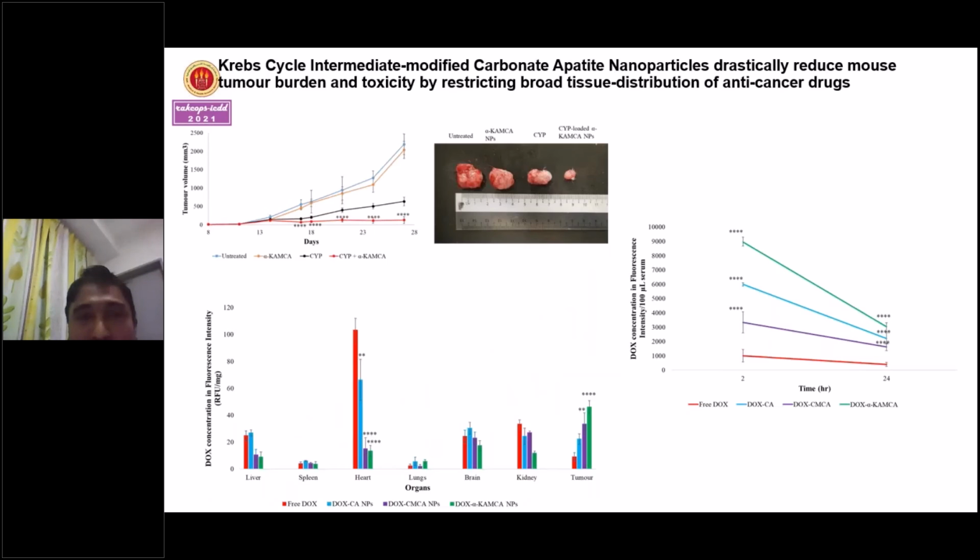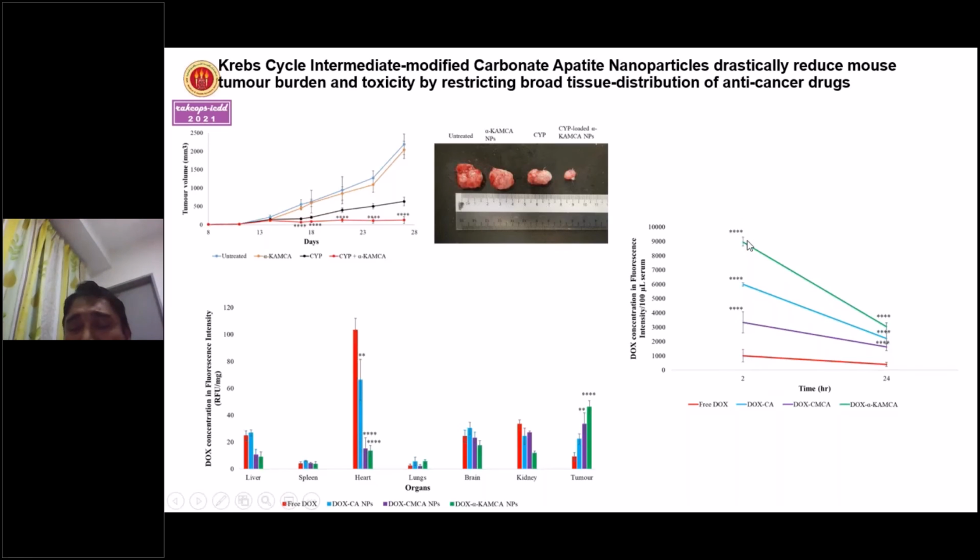So this is another slide showing that Krebs cycle intermediates, like alpha-ketoglutarate modified nanoparticles, can drastically reduce the tumor size, as shown by the red color at the bottom. No tumor growth at all, when we deliver cyclophosphamide using alpha-ketoglutarate modified nanoparticles, one of the Krebs cycle intermediates present in our body. Okay, and why is there a decrease? The decrease is because it increased the half-life.